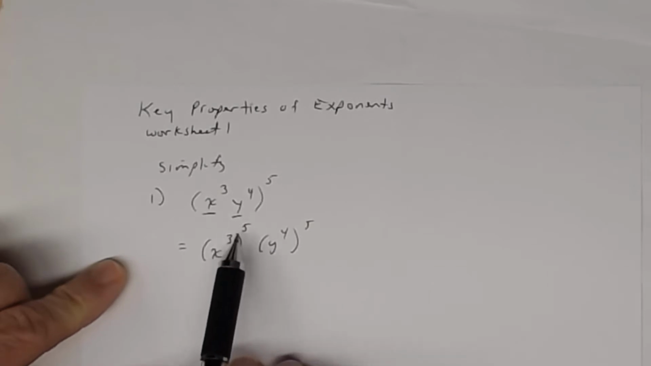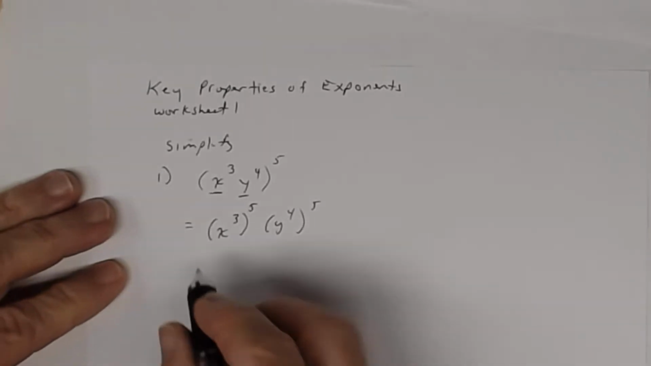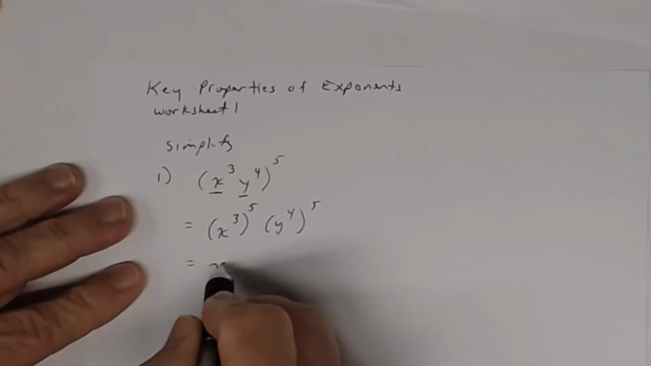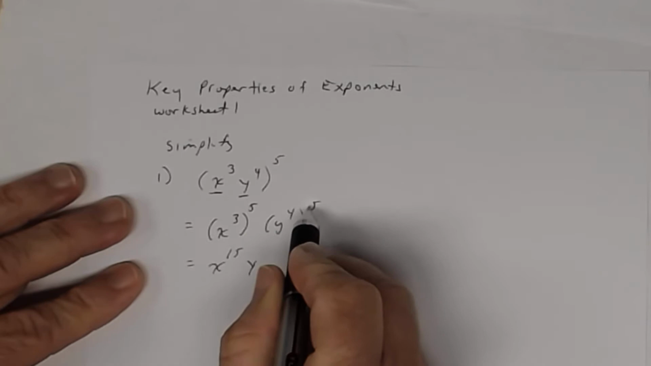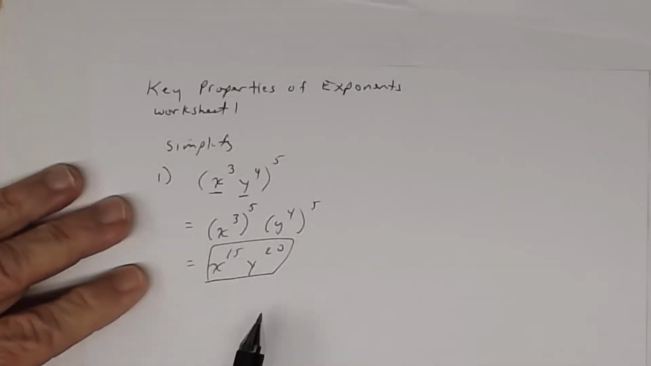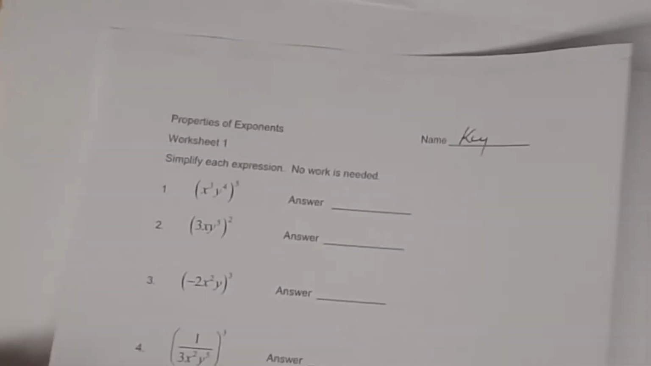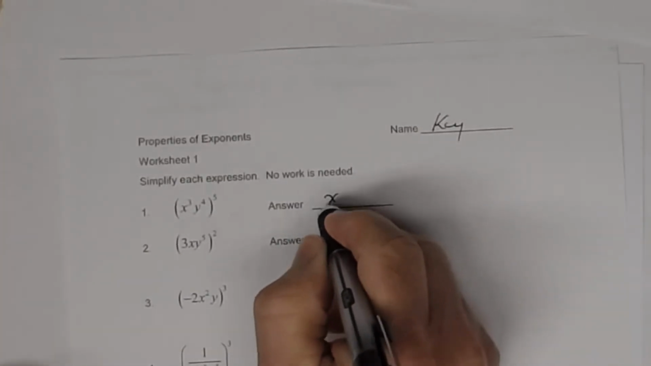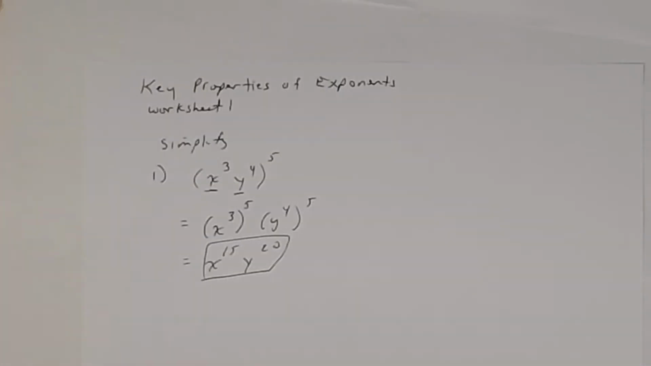Now at this point, notice that you're going to use the power rule. When you have a power raised to a power, you multiply those exponents. So this becomes x to the 3 times 5 is 15, and then y to the 4 times 5 is 20. And that will be your answer. So the answer to number one is x to the 15th, y to the 20th.